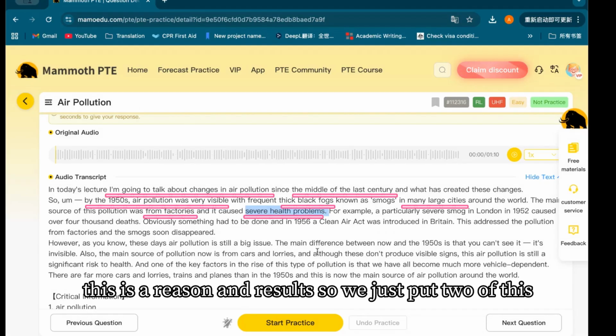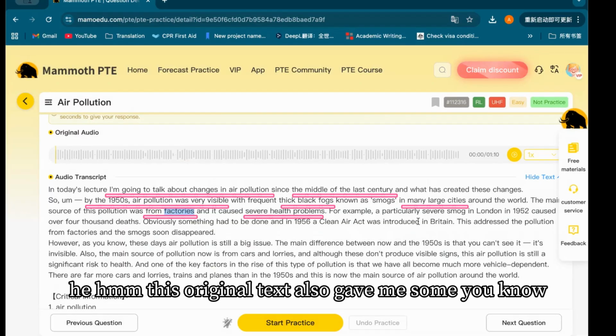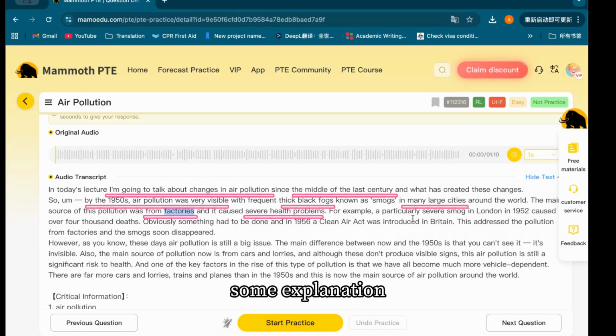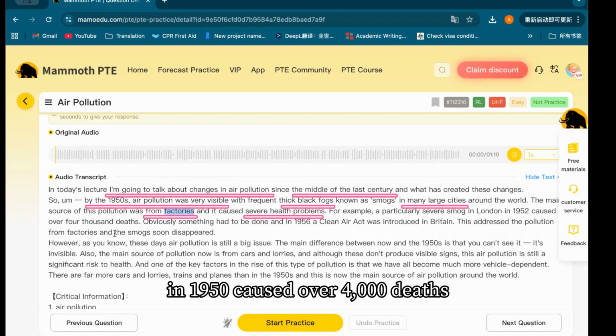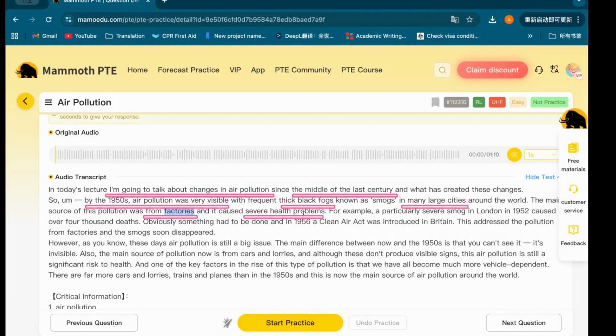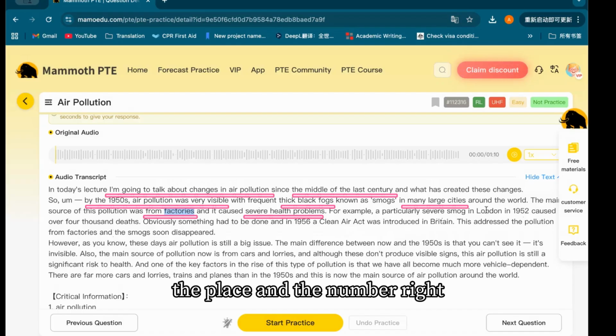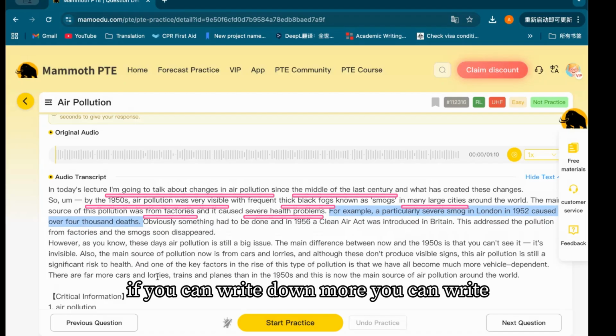This is a reason and the results. So we need to put two of this. Okay, for example, this original text also gave me some explanation. A particularly severe smog in London in 1950 caused over 4,000 deaths. It is explained more in depth about the factories to cause severe health problems. He gave me some exact time, the place, and the number, right? So it doesn't really matter for us. It depends on you. If you can write down more, you can write.